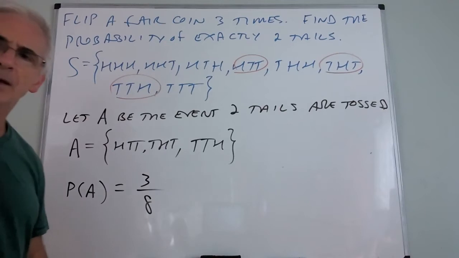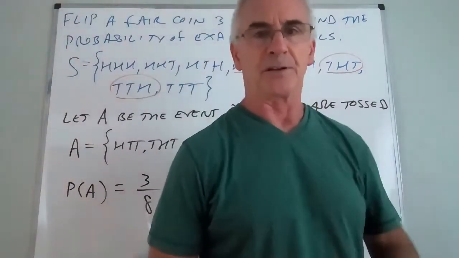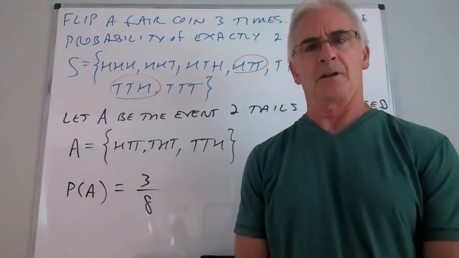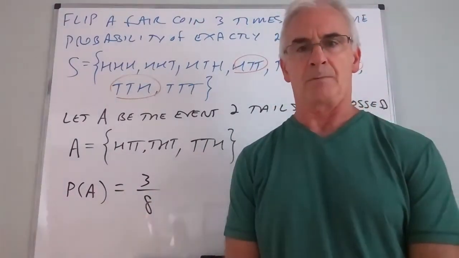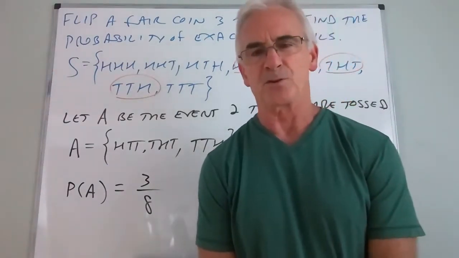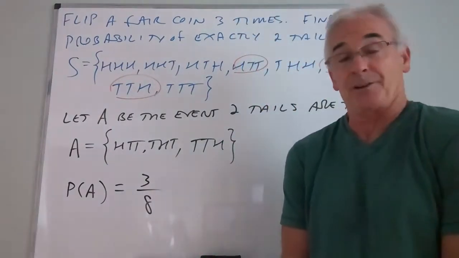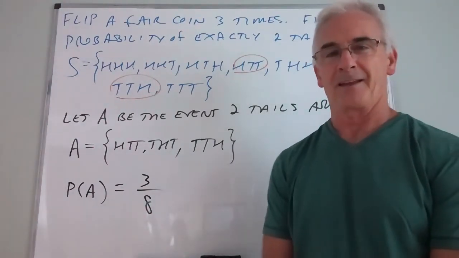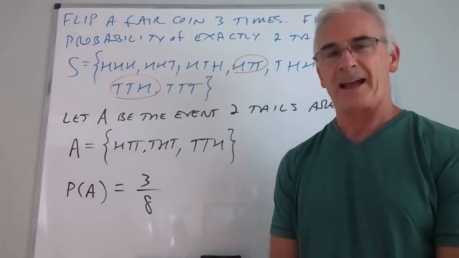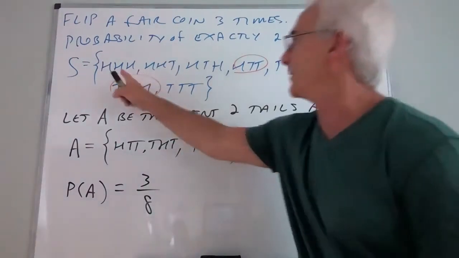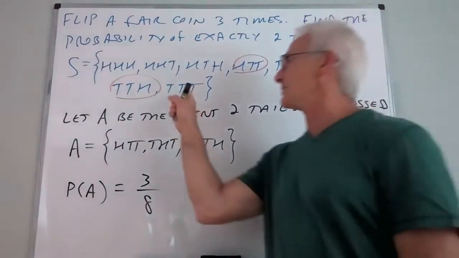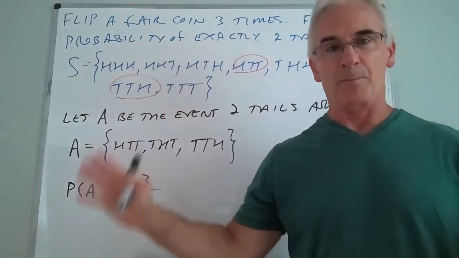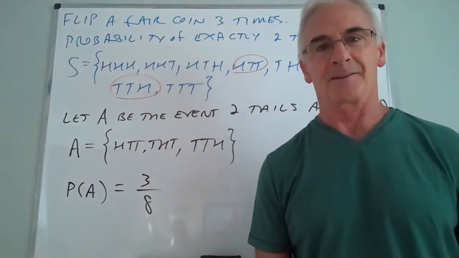That's it. Now, if we calculated the probability of 0 tails, the probability of 1 tail, the probability of 2 tails, and the probability of 3 tails, could anybody tell me anything about the individual probabilities without actually calculating them? What do you think? If I actually calculate the probability of zero tails, or three tails, or one tail, when I put those four answers together, anybody got an idea?